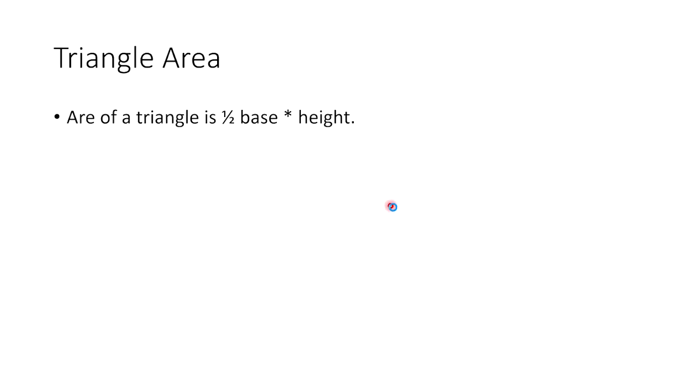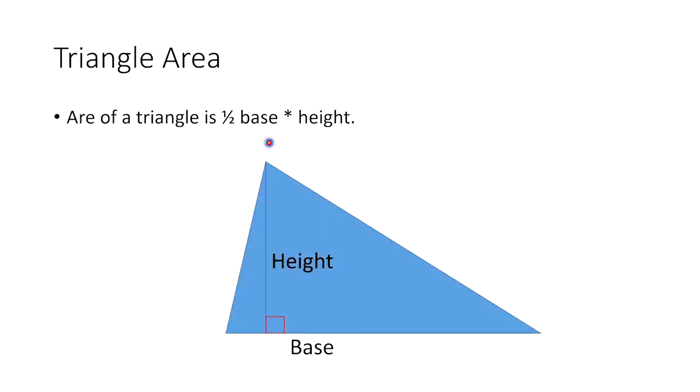To calculate the triangle area, it is basically equal to half of the base times the height of the triangle. So that's the height and that's the base.